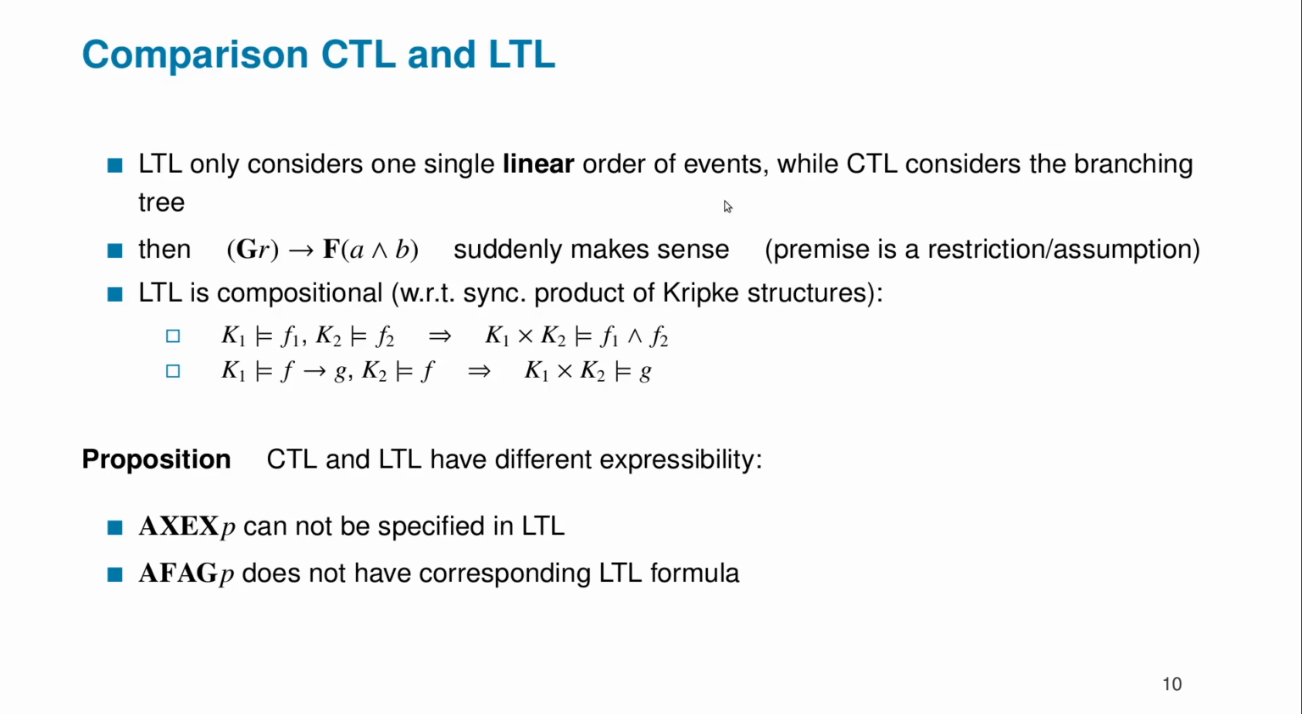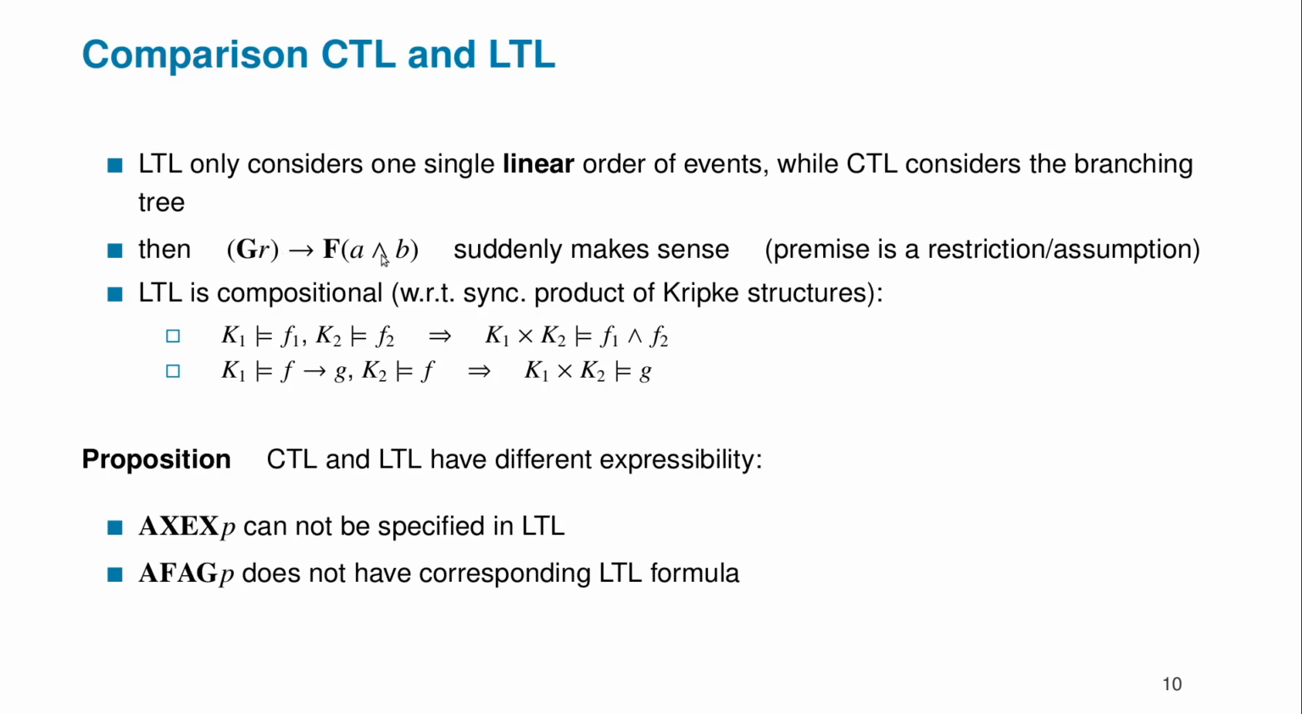Now consider the formula here, which we have seen almost before. In the previous formula we had always globally R implies always finally A and B, and we came to the conclusion that this formula does not make sense in CTL because of the left-hand side of the implication, which evaluates to false on all possible states, and then therefore the implication is true.